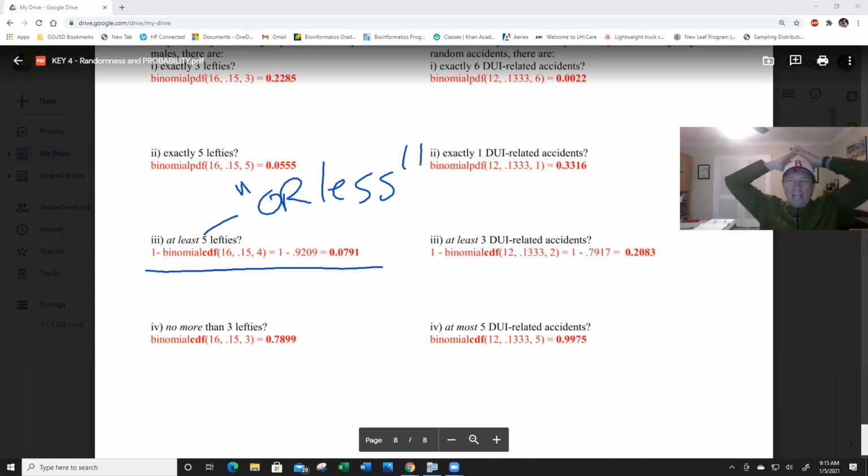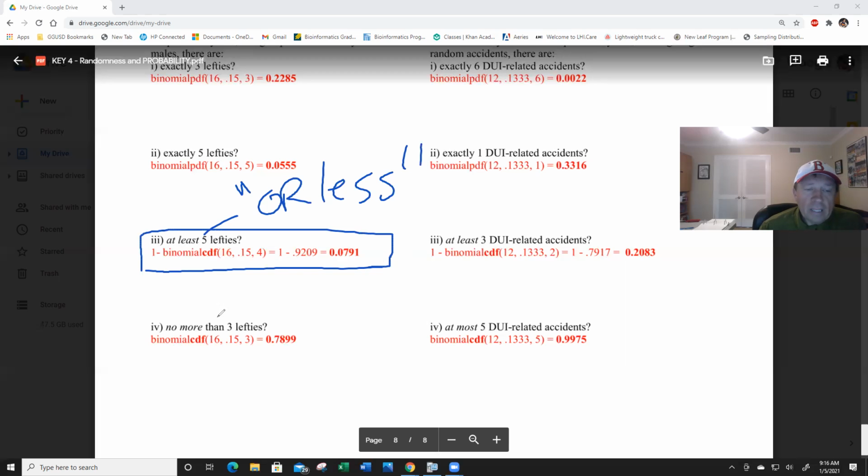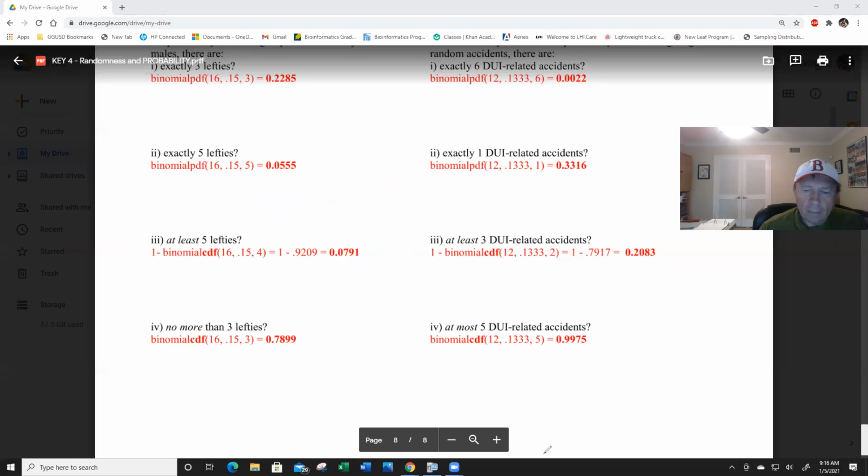So you have to get the complement of 5 or more. The complement of 5 or more is 4 or less. So the CDF will add together 4 or 3 or 2 or 1 or no lefties. That's what I'm going to type in. You can see it right here, but it's that CDF button. Actually, I will do it. Okay, so let's check it out.